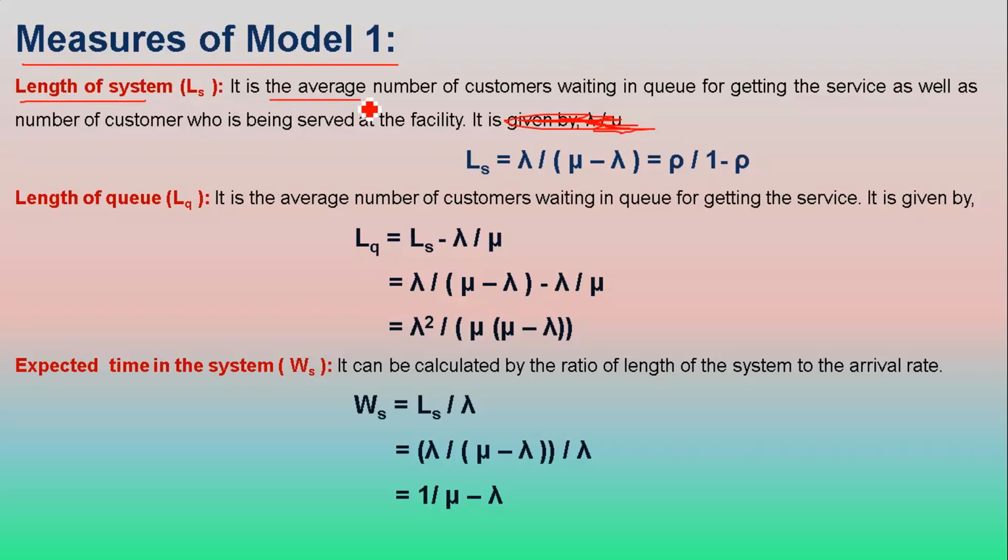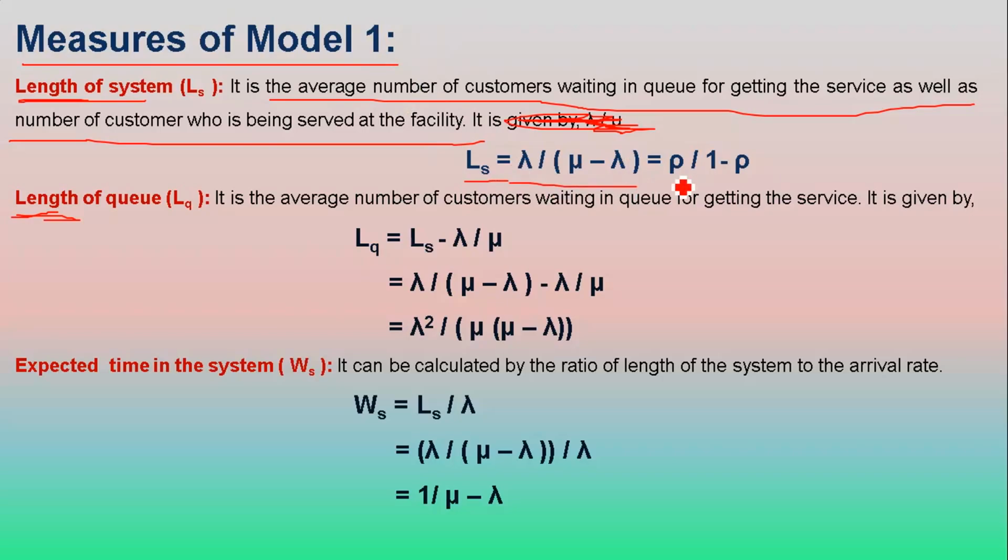Length of the system is the average number of customers waiting in the queue for getting the service as well as the number of customers who are being served at the facility. Here length does not mean a dimension, it shows the quantity of customers, that is some number. So Ls is the total number of customers already waiting in the queue as well as those being served in the facility, combining both. That is the length of the system, and it is given by Ls equals lambda upon mu minus lambda, that is equal to rho upon 1 minus rho. That is the formula.